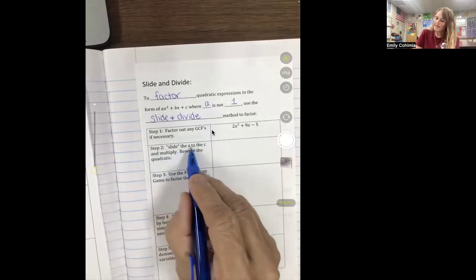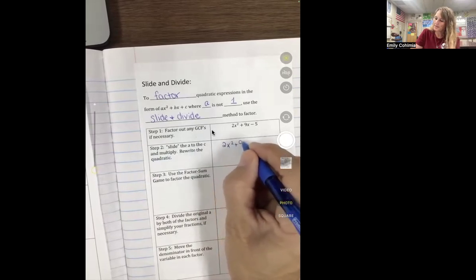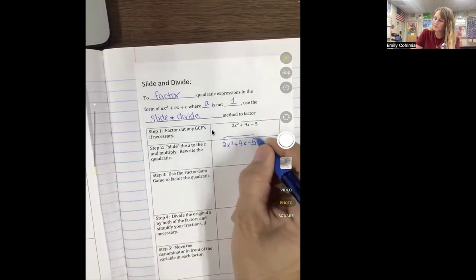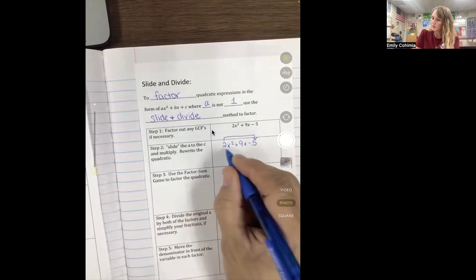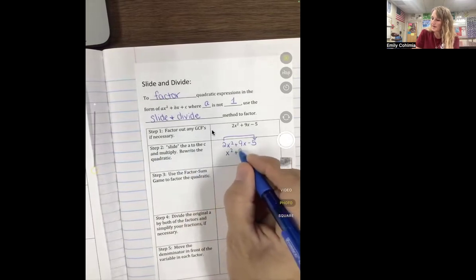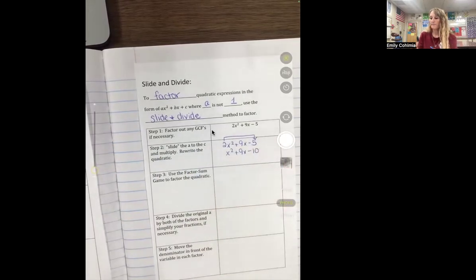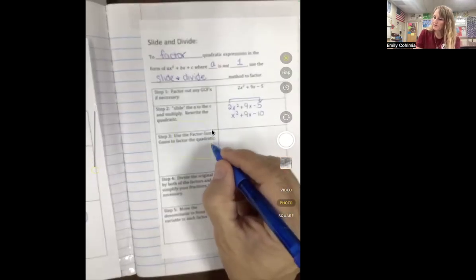Step two is slide the a to the c and multiply. So if we have 2x squared plus 9x minus 5, we are going to slide the 2 over to the c, and we're going to multiply the 2 times c. And then we're going to rewrite the quadratic. So we're going to rewrite x squared plus 9x. We took the 2, we multiplied it to the negative 5 and got negative 10. So that's the slide part of the slide and divide. Step 3, then, we are going to use the factor sum game. That's what we learned previously to factor the quadratic.